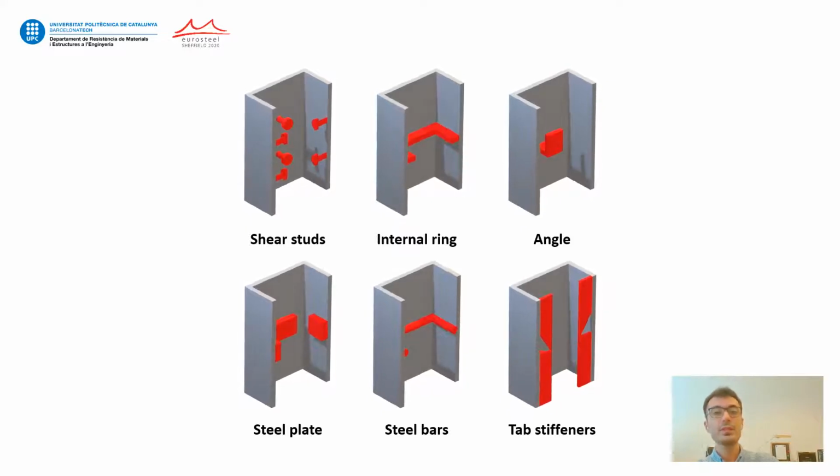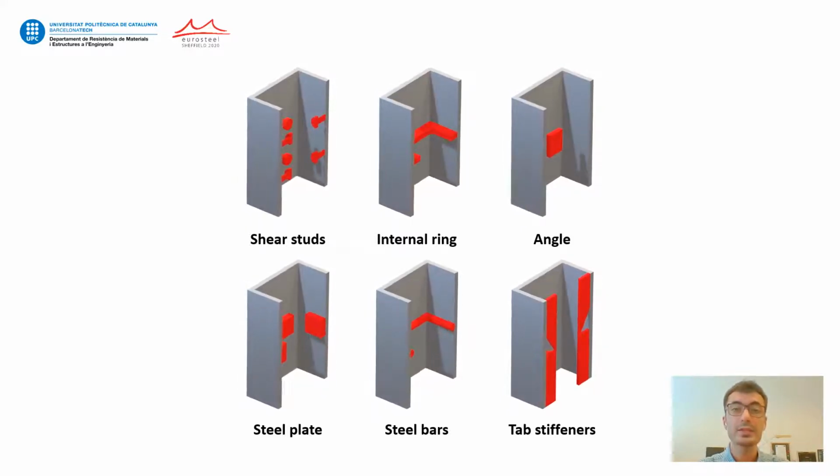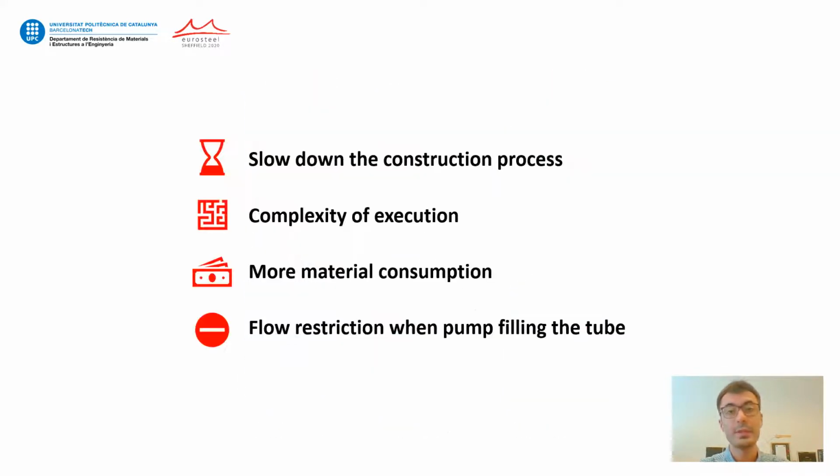The current shear transfer systems enhance the shear bond resistance, but they may slow down the construction process due to the complexities of execution. In addition, due to the flow restrictions, pump filling the tube is more difficult than in the case of conventional flat columns.